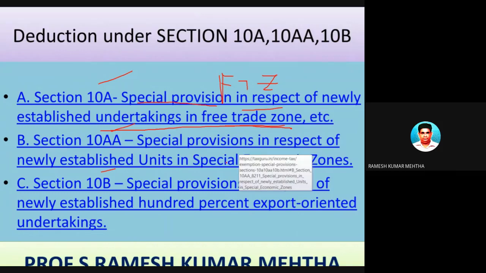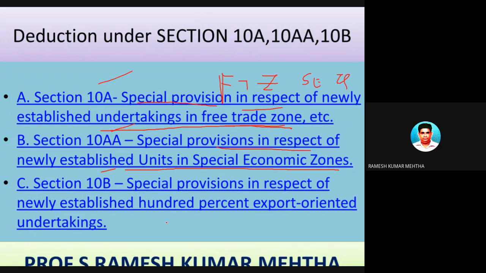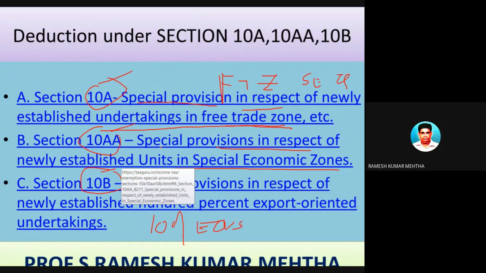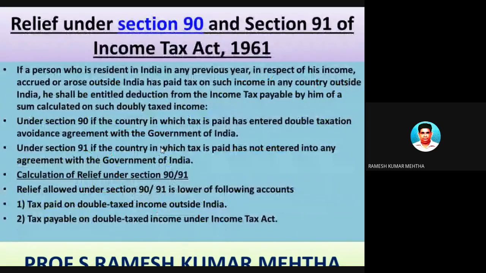In the similar fashion, special provisions in respect of newly established units in special economic zones, SEZs we call it, and special provisions in respect of newly established units which are 100% EOUs, which are called export oriented units. If any undertakings are in SEZs, FTZs, and 100% EOUs, then 10A, 10AA, 10B are applicable and suitable deductions can be claimed by the assessee. And the last one is relief under section 90 and 91.